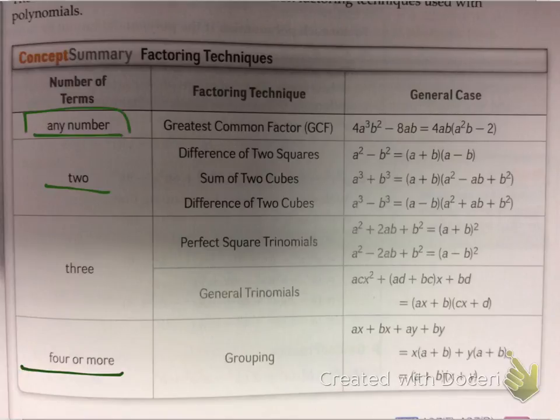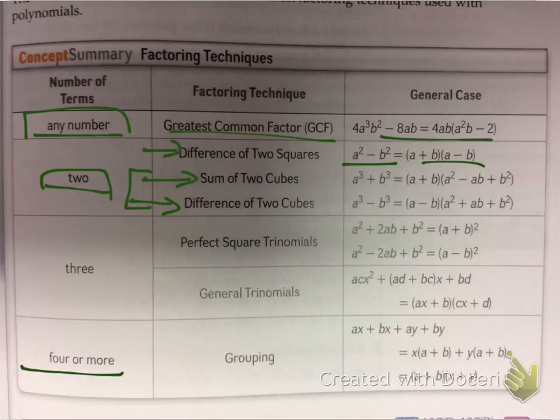Okay, here's another chart. For any number of terms, you should always look for a greatest common factor. That shows you an example of that. If there's only 2 terms, either you've got a difference of 2 squares, sum of two cubes, or difference of two cubes, which we've gone over. This one, it would have to be squared, and we'll talk about those when you'll see them.